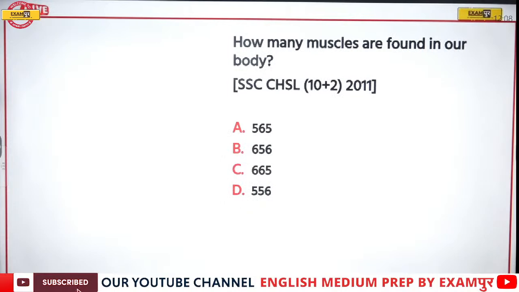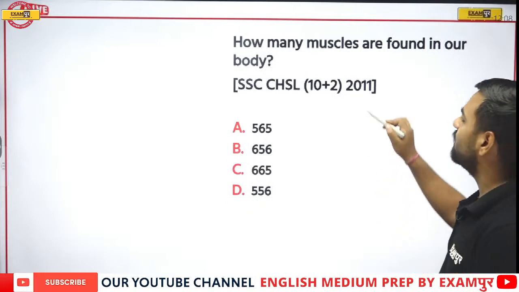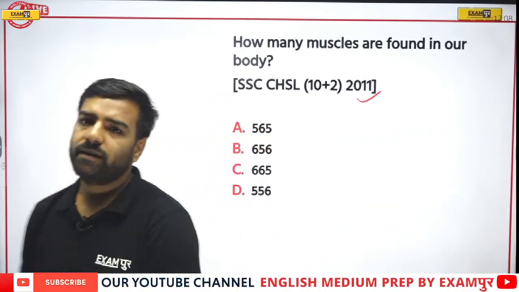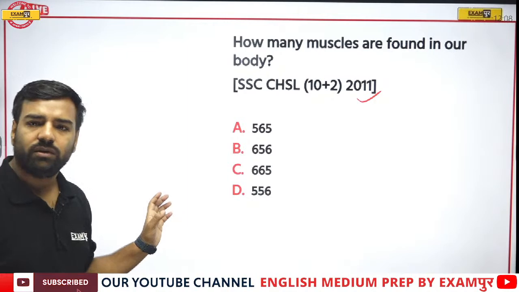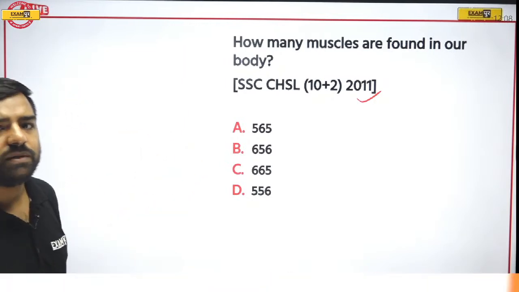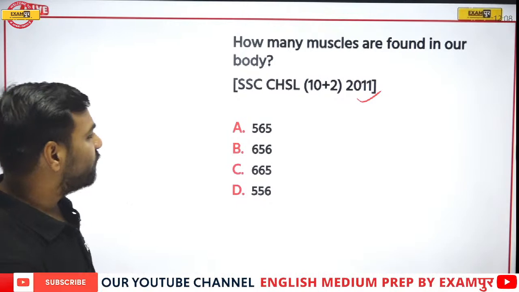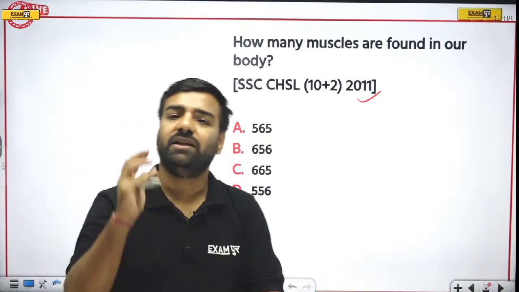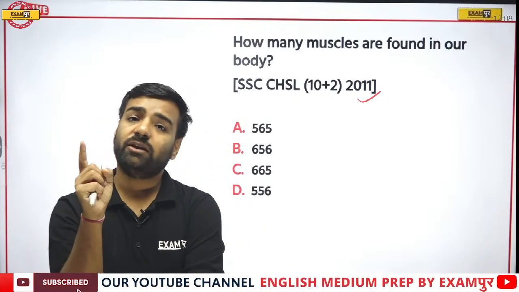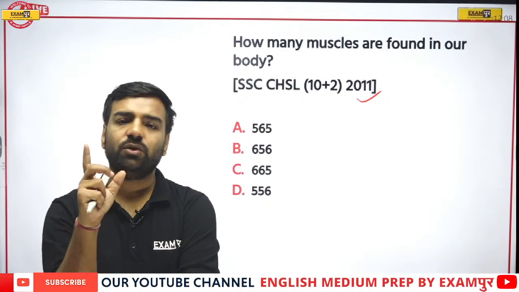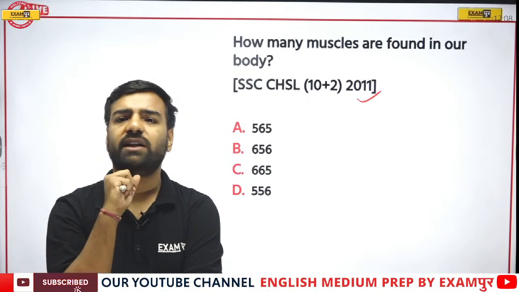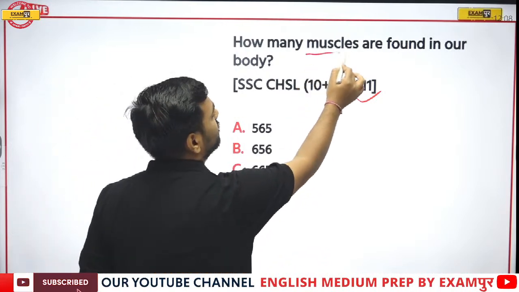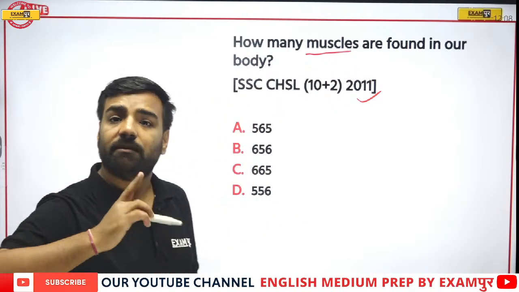Next, how many muscles are found in our body? This is from CHSL 2011. How many muscles are there? Muscles. We were discussing bones right now. But when we are talking about muscles, the number actually changes. If you get 300 here, do not click that. Do not click on the 300 part, because 300 was actually for the bones, that too in the children. But for humans, if I talk about adults, 206 was the correct answer. Here, if I talk about the muscles, please remember, this number is different from the number of bones.